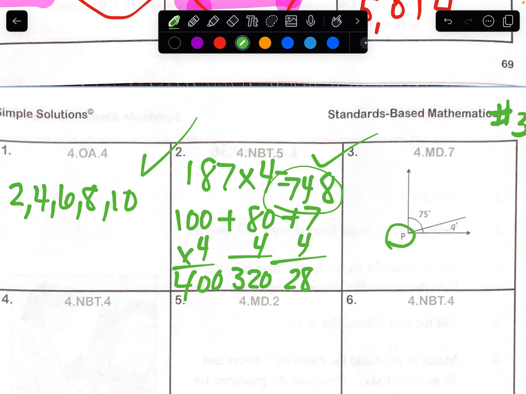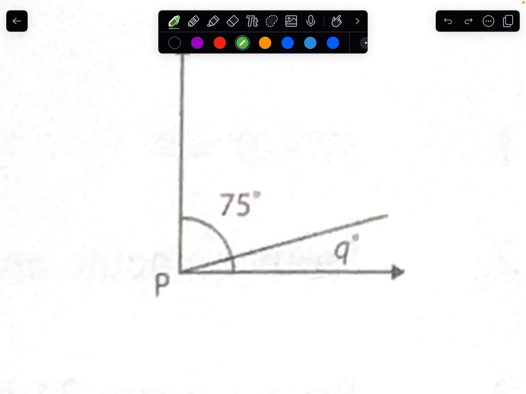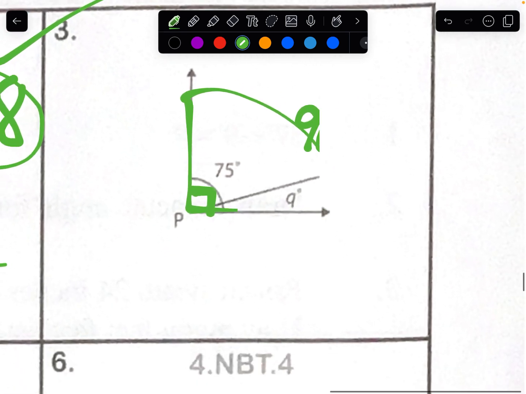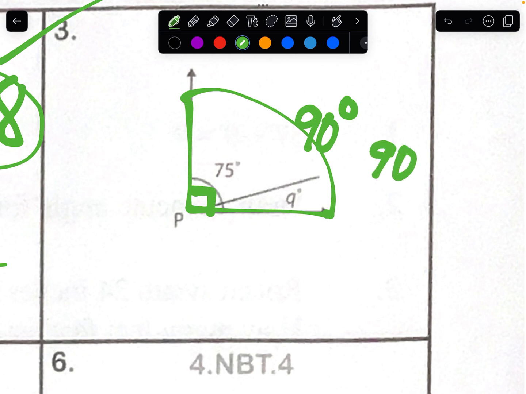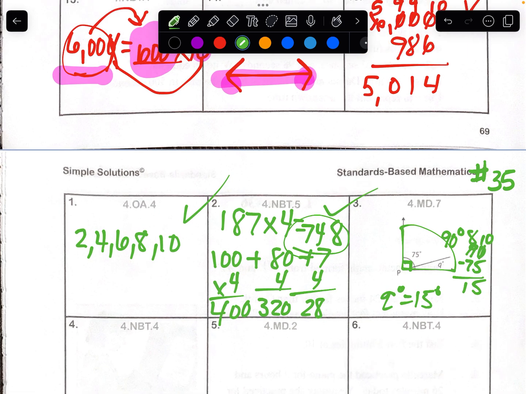All right, number 3, if the angle P is a right angle, what is the measure of Q? So what you need to know here is that if this angle is a right angle, this whole thing is 90 degrees. So with that being 90 degrees, out of the 90, you know 75. You can use subtraction to figure out that Q is going to be 15 degrees. Check if you got that.